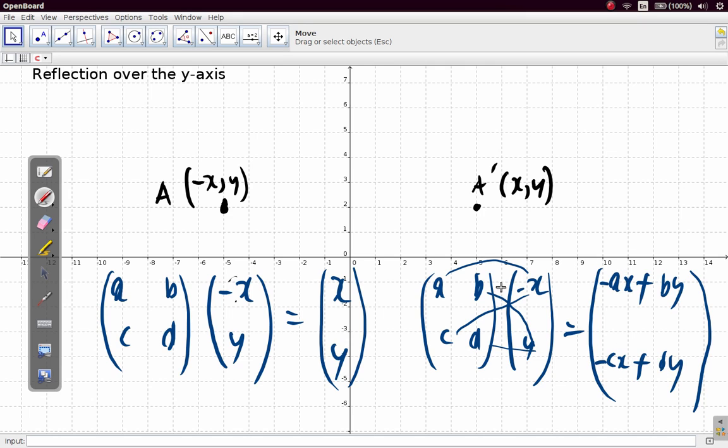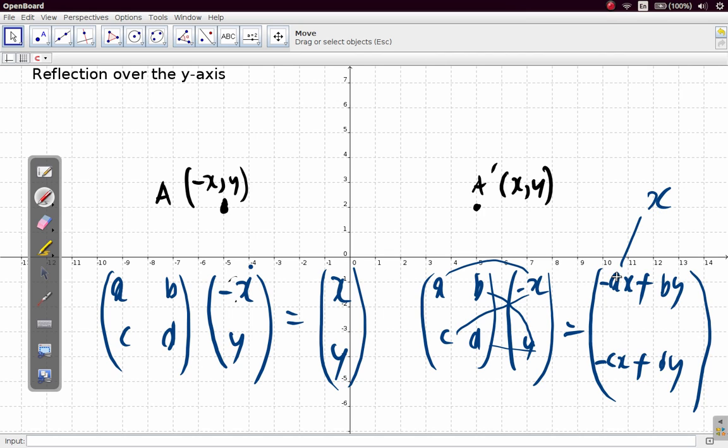Now at the same time you ended up with x, y, so what could possibly have happened? Negative x became positive x. What it means is that A times negative x becomes positive x. You multiplied negative x by A and you get a positive x. So A would have to be negative 1, because A times negative x ends up as a positive x.